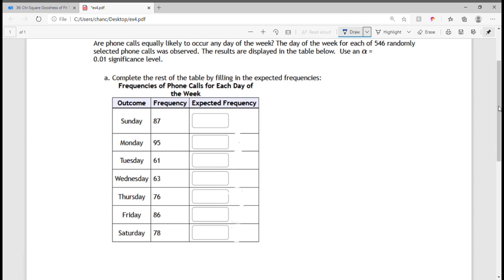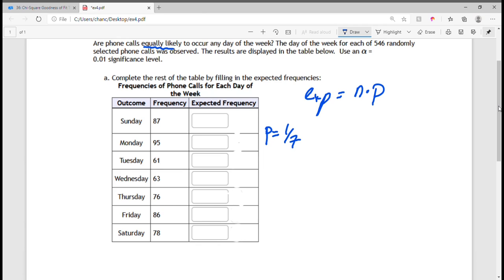In part A, we're going to complete the rest of the table. The first step is to find the expected frequency. The expected frequency is equal to the sample size times the probability. And since we're assuming that each day of the week is equally likely, that's going to give us a probability of 1/7 because it's 7 days in a week. The sample size is given to be 546, so we have 546 times 1/7, and this should give us a value of 78. Since each of the days of the week is equally likely, all of these should be 78.